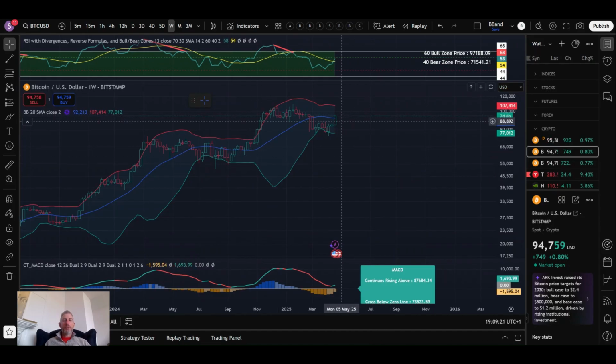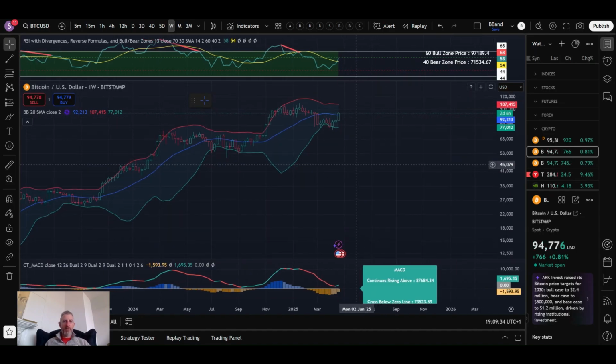So a closure back above the midpoint on the weekly time frame here, to me, gives Bitcoin a chance, doesn't mean it's going to happen, to make a new all-time high. I get suspicious that'll be the last move for this bull run, but I don't know that. Again, it's all future guessing, and it should be seen as nothing more than that.